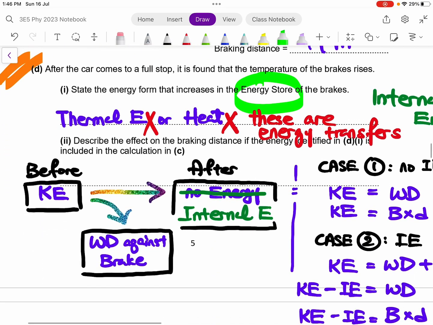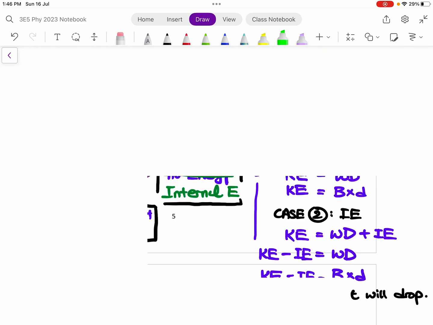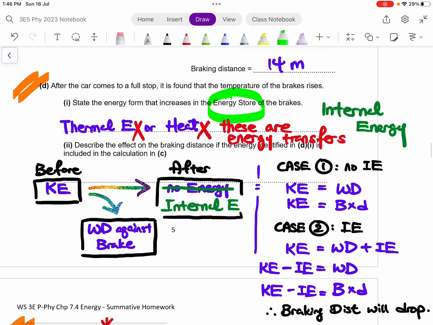Now for part D, for my class, all of you almost get everything correct in part 2. But for part 1, can I throw a caution? For your syllabus, you are the first batch of students that the curriculum branch wants you to pay very close attention to this energy store versus energy transfer. The question is asking specifically for energy store. So meaning that for energy store, you cannot quote thermal energy or heat transfer because these are energy transfer.